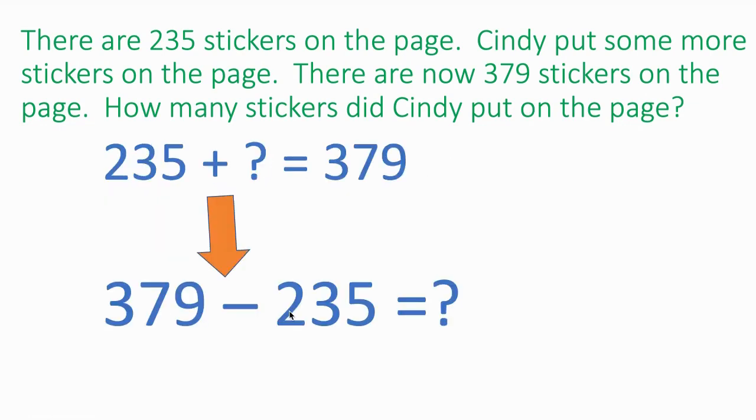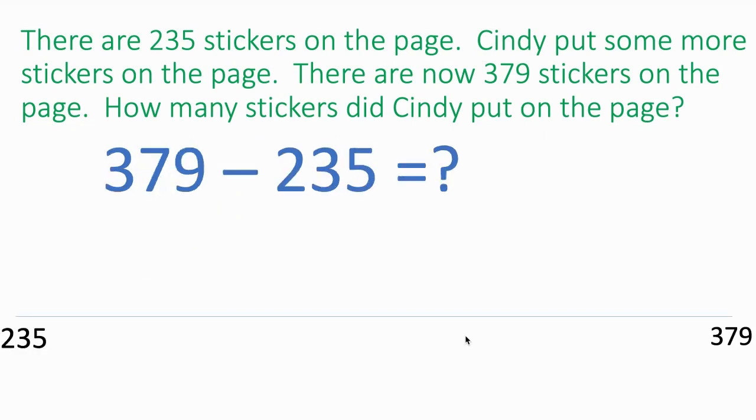Do you remember how we would flip our equation? Instead of it being 235 plus something equals 379, you would flip it around, put the bigger number first, make the opposite operation, so now it's subtraction, and then pull down the other number. And that is going to equal your unknown, your change. All right, so now we're going to work with 379, take away 235, and we have to figure out what that equals. Okay, guys?